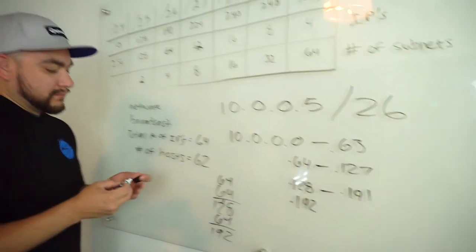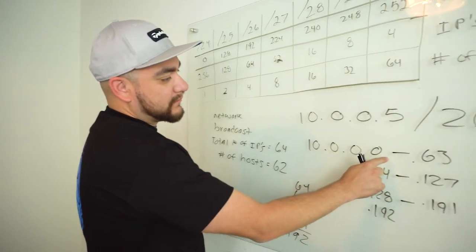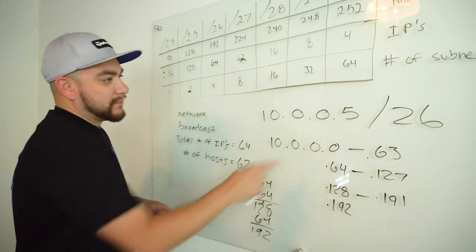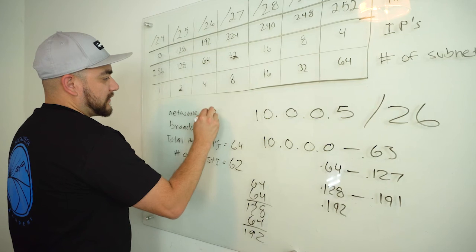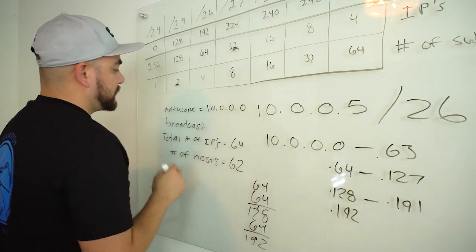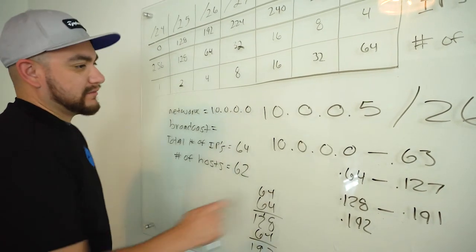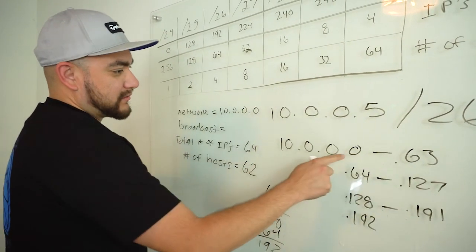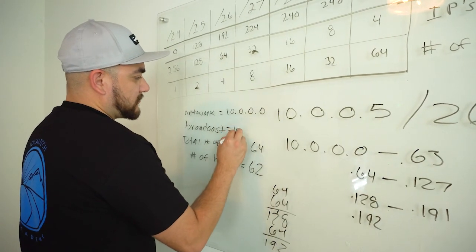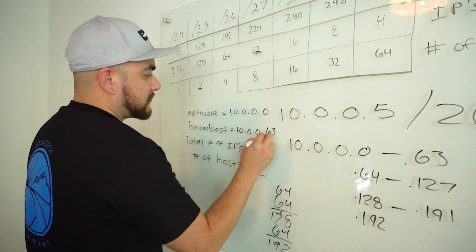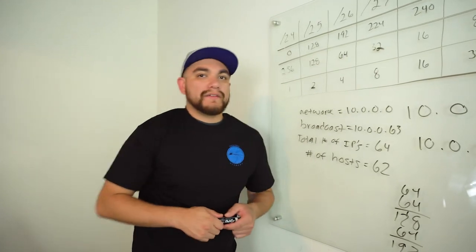Okay. So .5 falls in which subnet here? This one, okay? So we know that the network address for this one is 10.0.0.0. The broadcast address for this IP address we have here is .63 because we use the last address for the broadcast. All right, very easy.